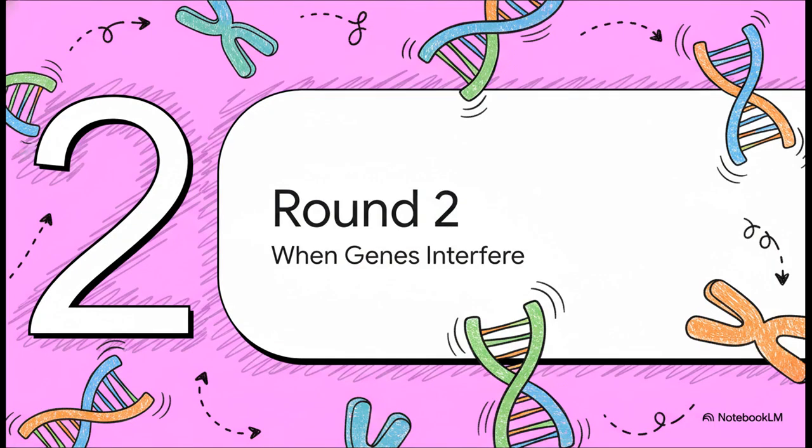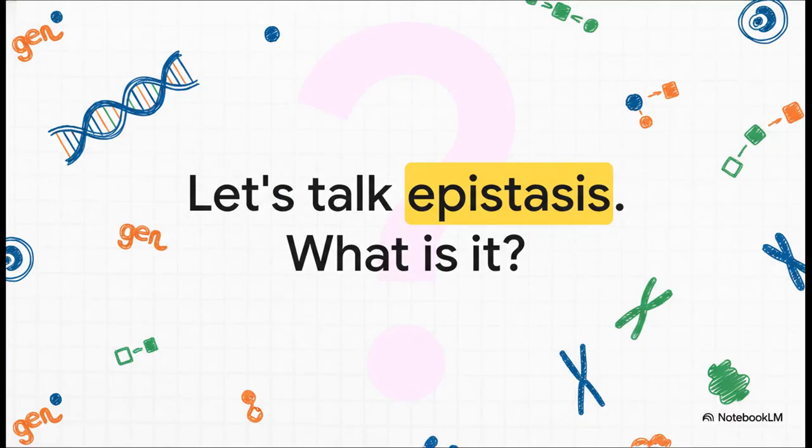Okay, round one is done. Now for round two, when genes interfere. This is where things get really cool, because we're talking about genes at totally different spots on the chromosome that start messing with each other. All right, this is a huge concept in genetics, so focus up. What exactly is epistasis? You know the drill.